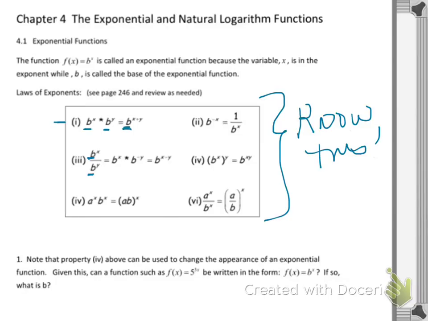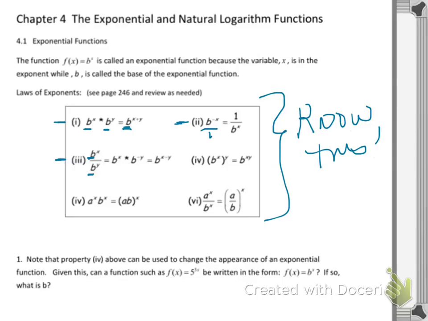Okay, so 1 and 3 are product and quotient respectively. Okay, 2 is just location, location. If the exponent is negative and you wish to make it positive, change its location. In this first example, b to the negative x is in the numerator. Putting b to the negative x in the denominator changes the x to a positive. So you should be familiar with that.